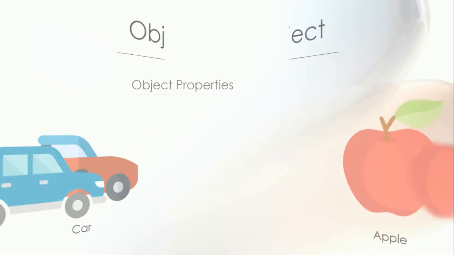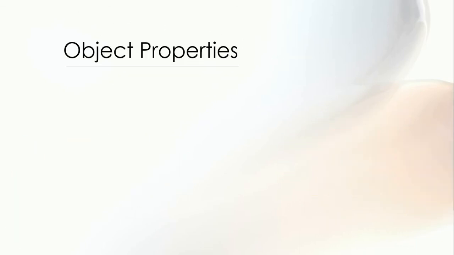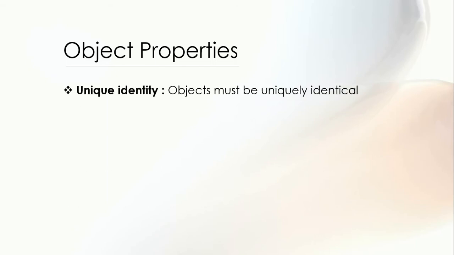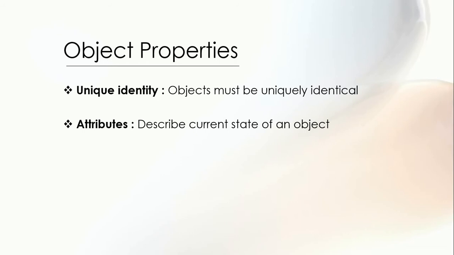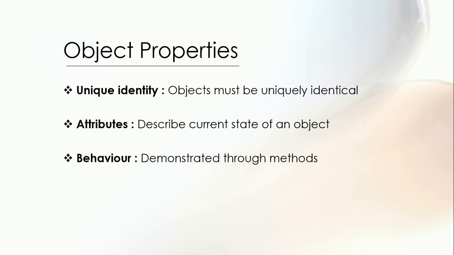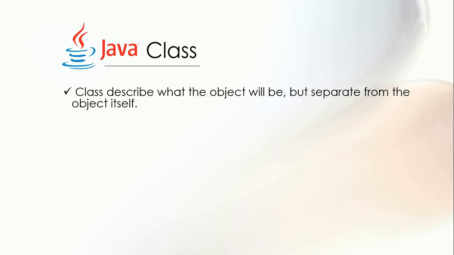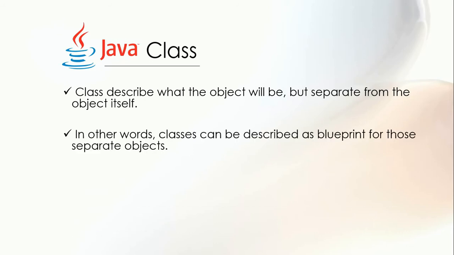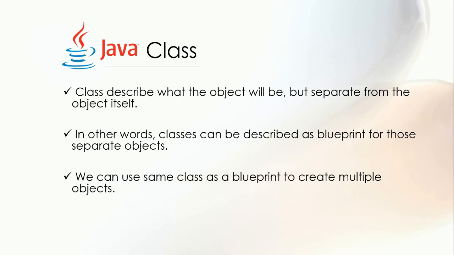Objects also have characteristics, which are used to describe them. For example, a car can be red or blue. An apple can be sweet or sour. These characteristics are also called attributes. An attribute describes the current state of an object.